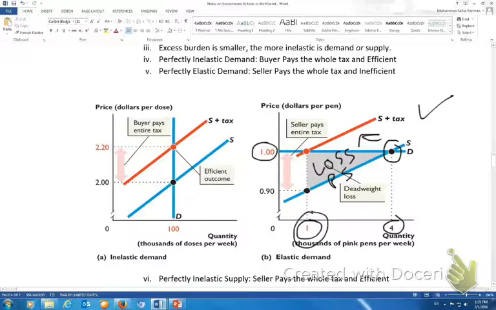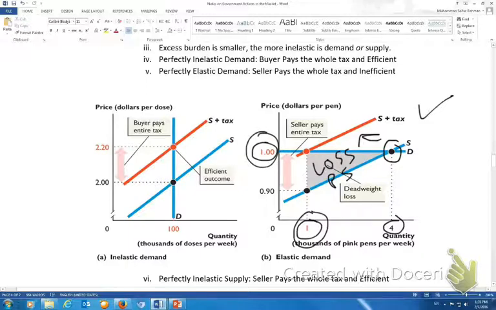But in this case, the tax is actually paid by the producer. So let's look at it one more time. In both cases, our consumer is paying the same price. Before tax, they were paying $1. After tax, they also pay $1.